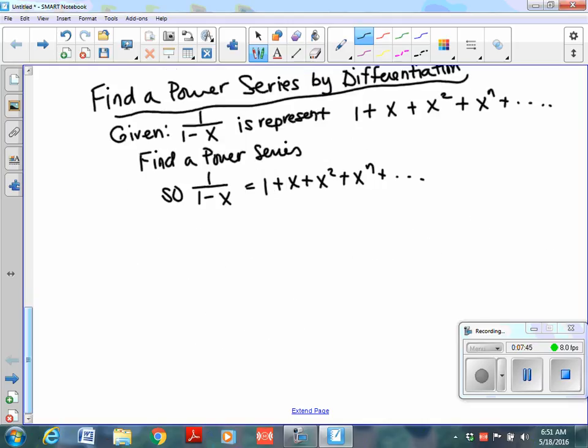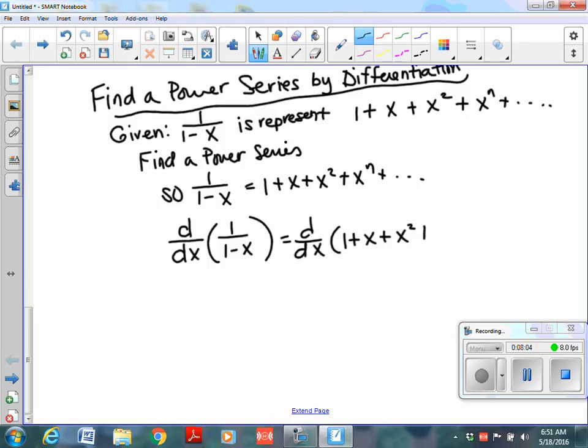So all they're saying is that if you take the derivative of 1 over 1 minus x, the book doesn't even show it. But you take the derivative doing low D high minus high D low. And you take the derivative of this side. If you think about it, the derivative of 1 over 1 minus x is 1 over 1 minus x squared.